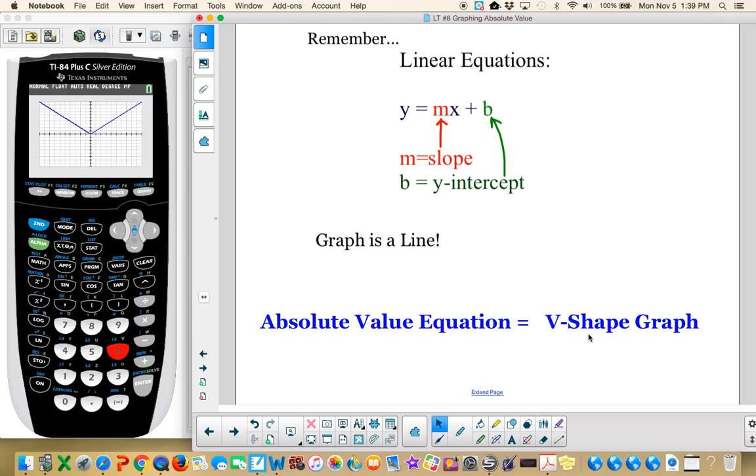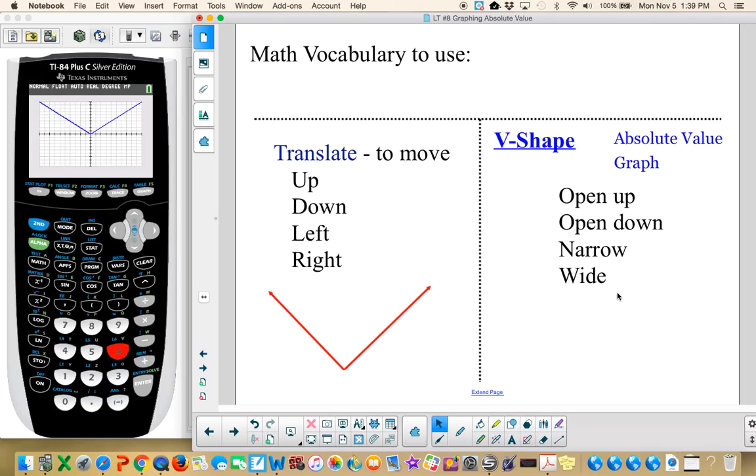Let's go back over here. Remember, our linear equations in slope-intercept form is y equals mx plus b, where m is the slope and b is the y-intercept. The graph is a line. Our absolute value equations will be a V-shaped graph.